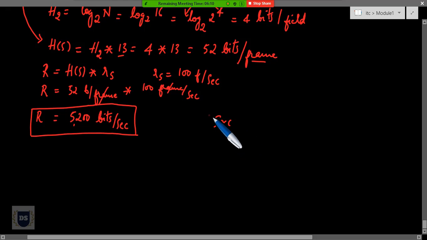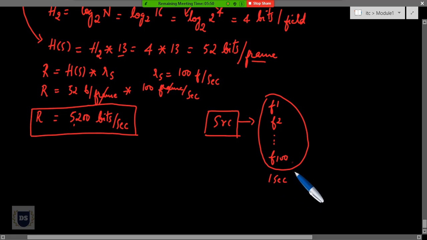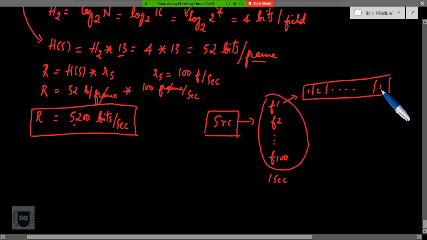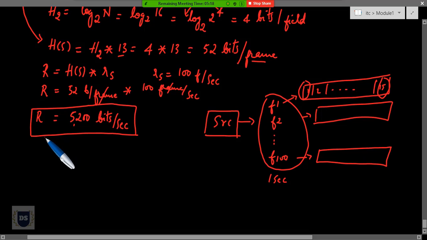So if I think of the source emitting frame 1, frame 2, likewise frame 100 every second, for 1 second I am getting 100 frames being emitted, and we all know the structure of each frame, which consists of 15 fields, field 1, 2 till 15, where these two fields are common for each frame. So this average rate of information gives us an idea of how many bits are being transmitted per second.